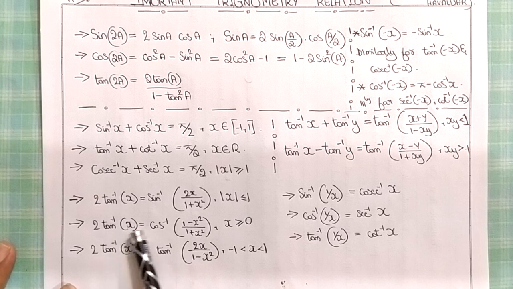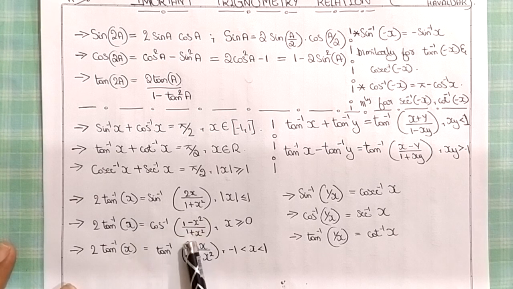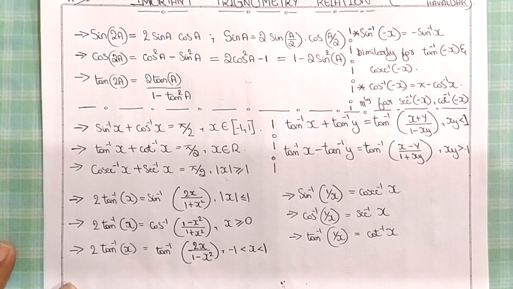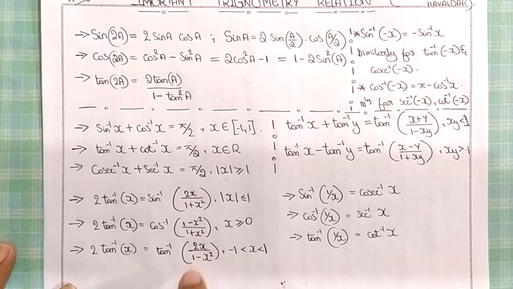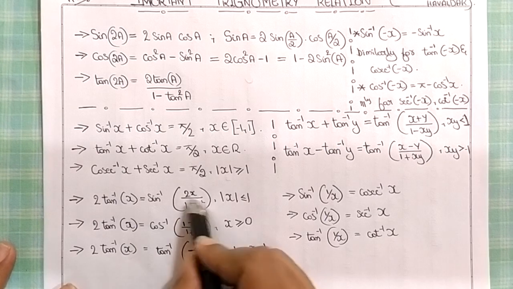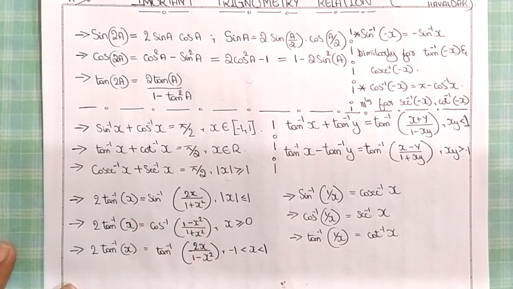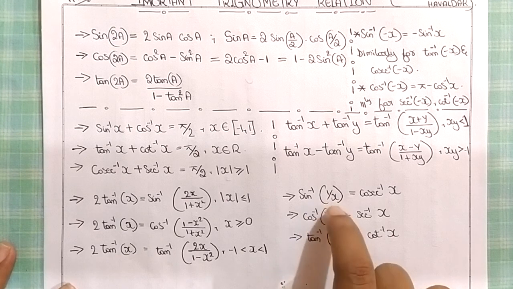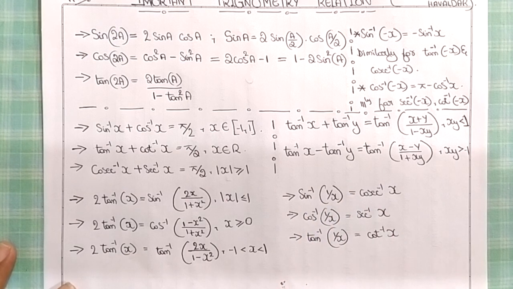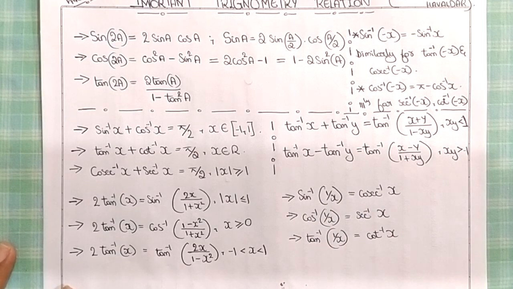Now 2 tan inverse of x is equal to cos inverse of 1 minus x square divided by 1 plus x square. This is quite rememberable, but this and this are quite different. Why? Because you need to have good confidence with the sign. Okay, now moving forward, sin inverse of 1 by x is equal to cosecant inverse of x, and also cos inverse of 1 by x is equal to secant inverse of x. Also tan inverse of 1 by x is equal to cot inverse of x.